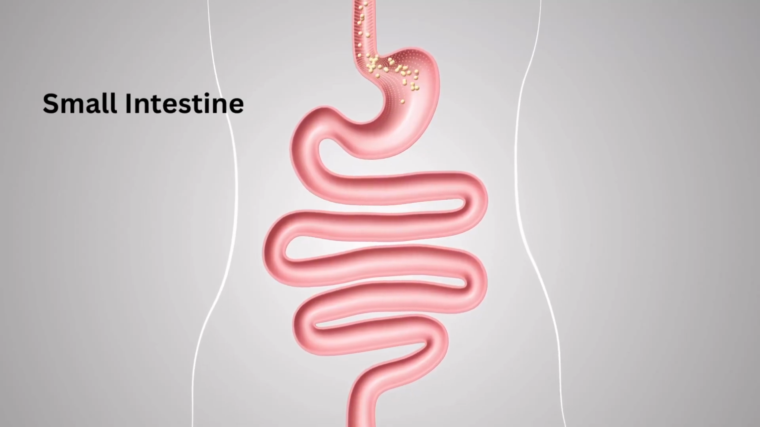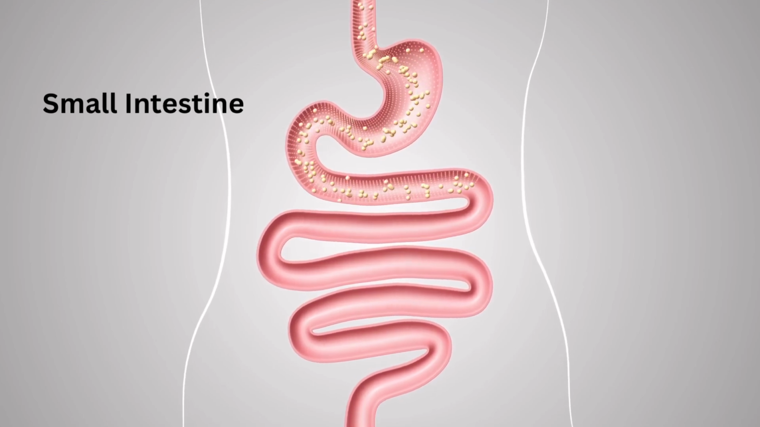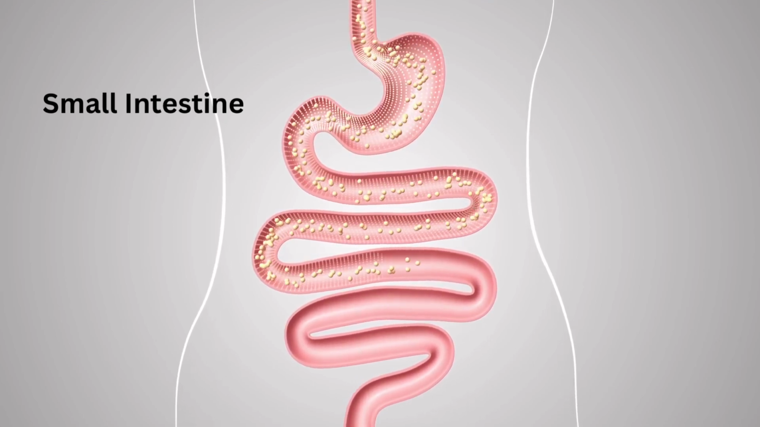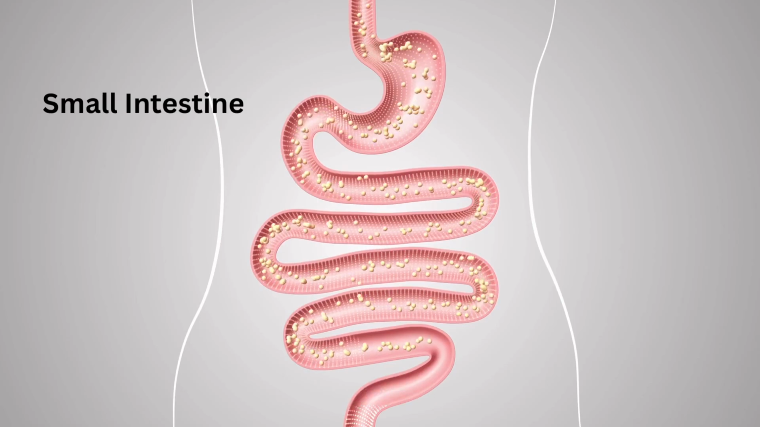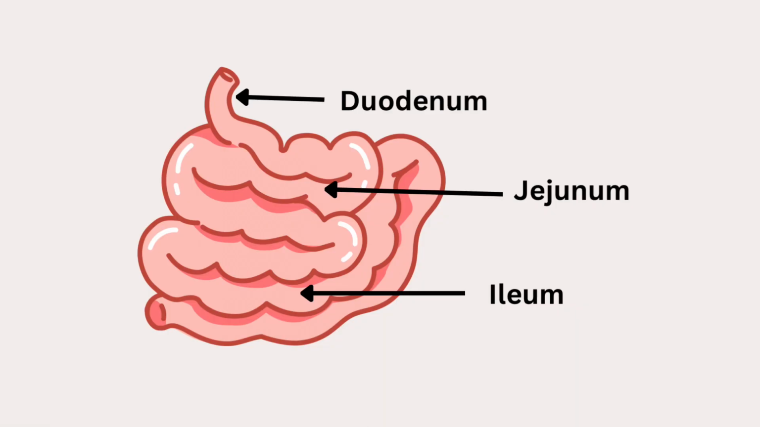Then next to the stomach, the small intestine. Now the chyme enters the small intestine, the main site for digestion and absorption. The small intestine has three parts: duodenum, jejunum, and ileum. In the duodenum, bile from the liver and enzymes from the pancreas help digest fats, proteins, and carbohydrates.